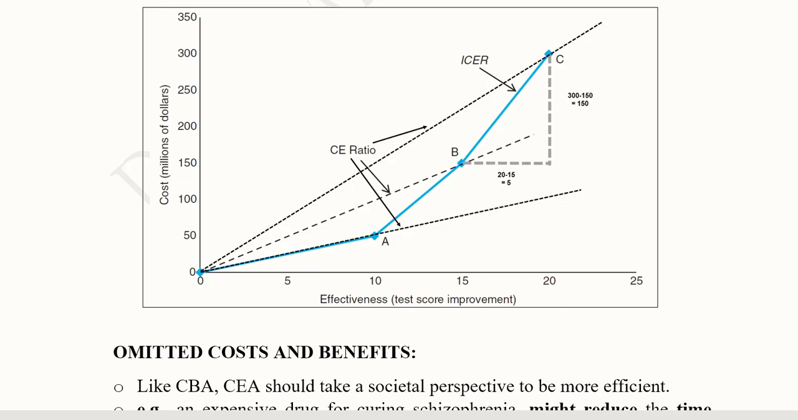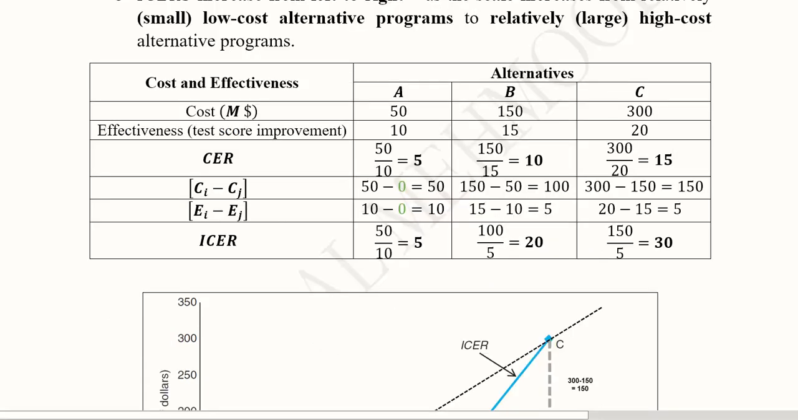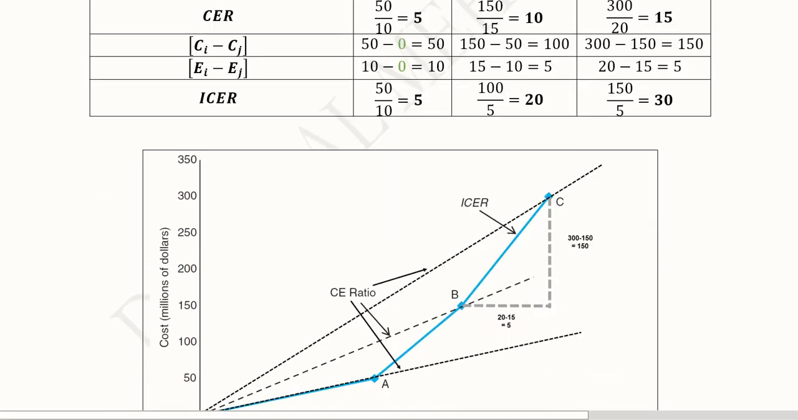And for the effectiveness of these two projects, it is 20 and 15, as you can see. So 20 minus 15 is 5. Dividing 150 by 5, I will get 30, which is the incremental cost effectiveness ratio for project C. So this is how it is.